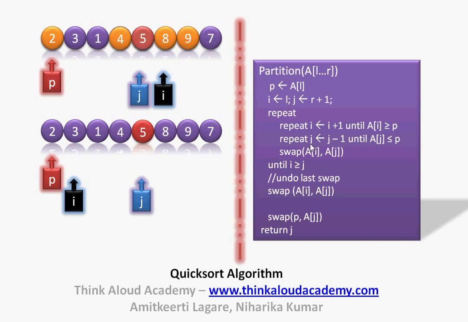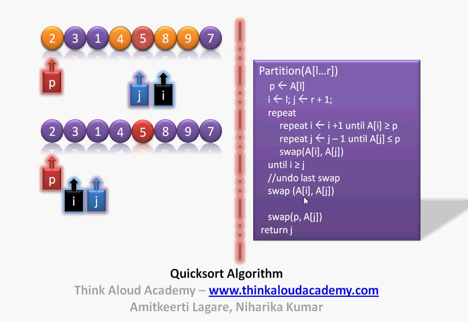Next, J starts decrementing. So first J has to decrement. Now it is pointing to the last element on the left half. A of J happens to be 4. So we check whether we have hit a condition where A of J is less than pivot. Since A of J is greater than pivot, J can continue further, so we decrement J again, and then we check whether A of J is less than pivot. Now A of J is 1, and since 1 is less than pivot, we have hit a condition where we have to stop executing this repeat loop for J as well.